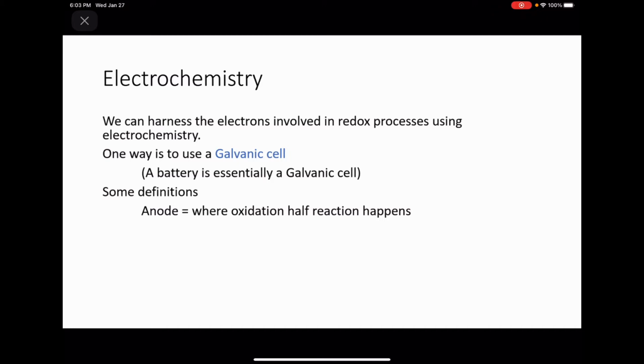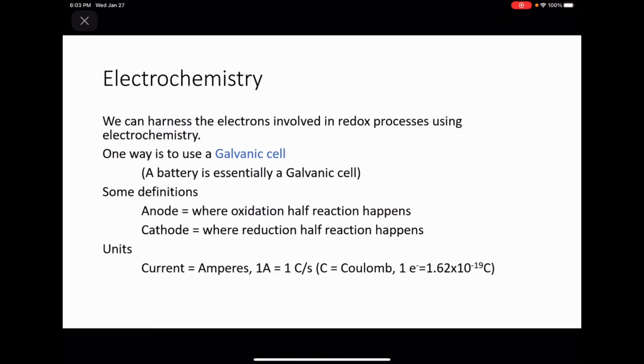We have the anode. Okay, so that's one of our electrodes, the anode. That's where the oxidation half reaction happens. And then you have the cathode, and that's where the reduction half reaction happens. And this is part of the reason why we learn how to balance redox reactions as half reactions, because when you set up a battery, you've got this oxidation half and the reduction half. And so you've automatically separated them that way.